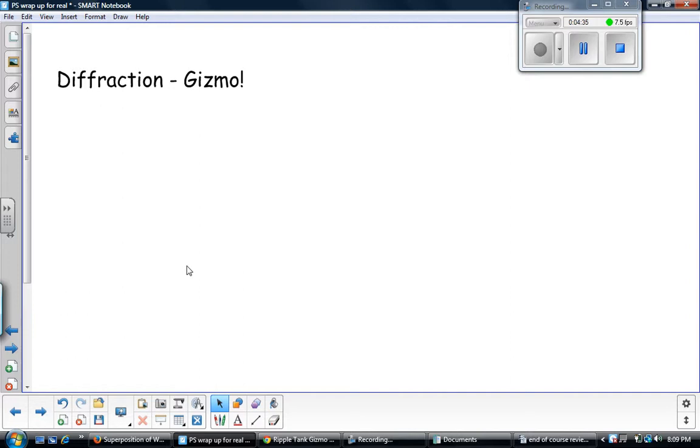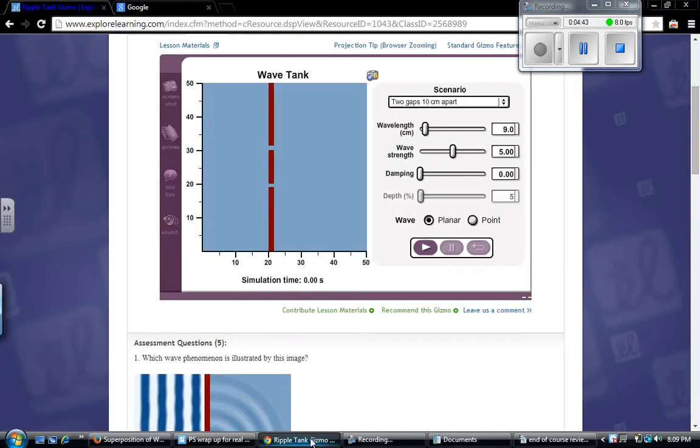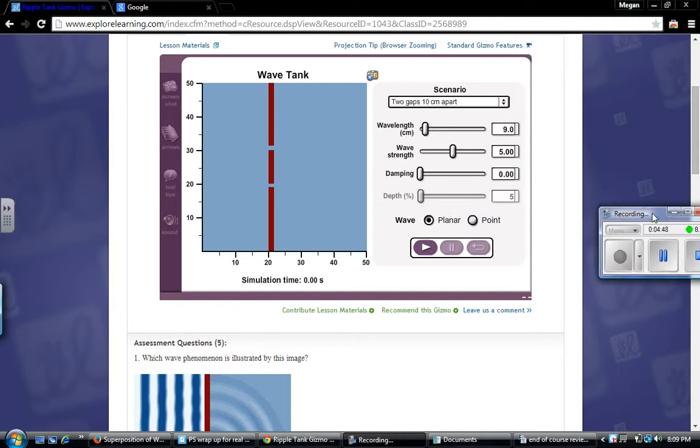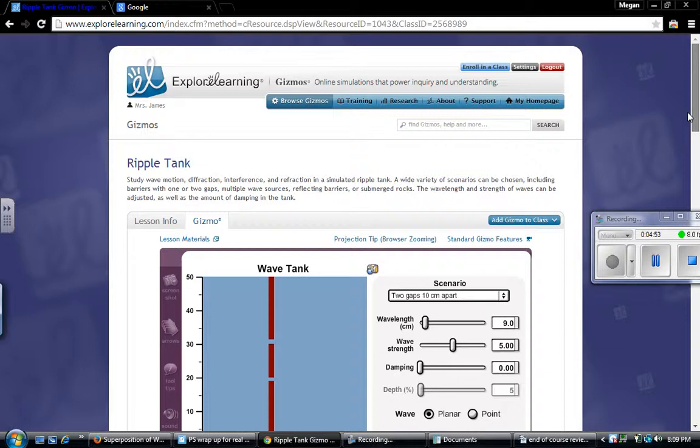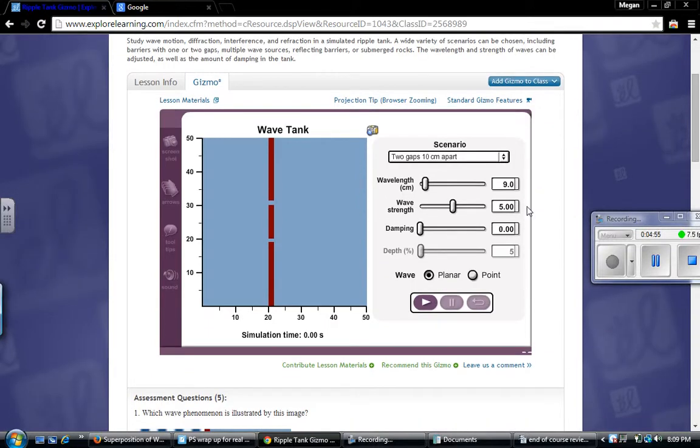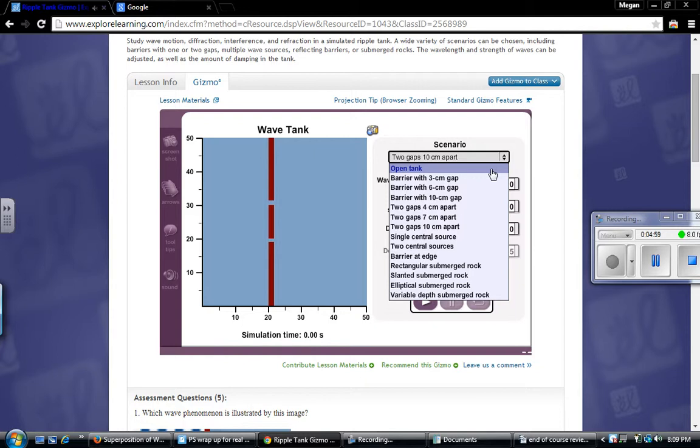Alright, now we're going to go to a slightly harder topic called diffraction. And to talk about diffraction, we're going to go look at one of our gizmos. So I'm going to open up a gizmo. Let's make this a little bit bigger. I was trying to make it bigger, but it didn't work. Alright, we'll have to look at it this size. Alright, I have here something called a ripple tank.